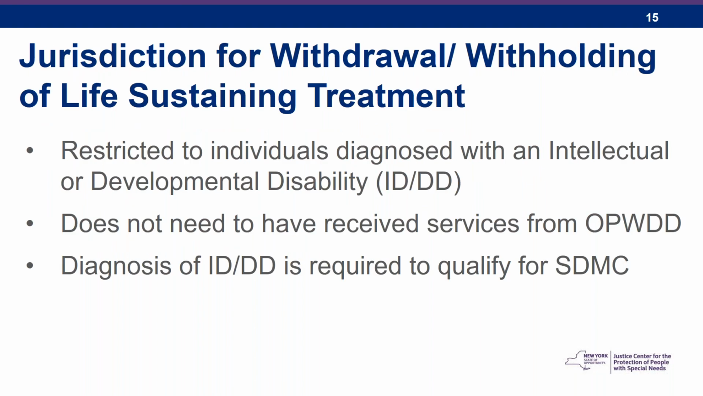So the jurisdiction for withdrawal and withholding of life-sustaining treatment is really restricted to individuals who are diagnosed with an intellectual or developmental disability. And this is what we're going to talk about a little bit later when we discuss the Healthcare Decisions Act. We were granted the jurisdiction through an amendment to the Healthcare Decisions Act, which started in 2009, to provide end-of-life treatment decisions, including DNR, DNI, for people with developmental or intellectual disabilities. The person does not need to have ever received services from OPWDD. It's just the diagnosis of intellectual or developmental disability that qualifies them.